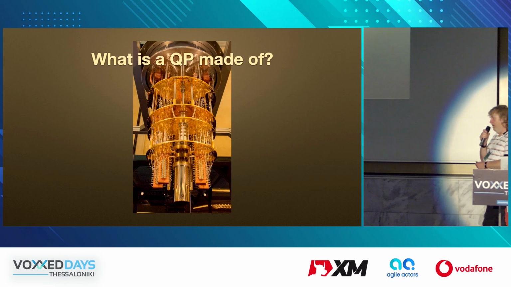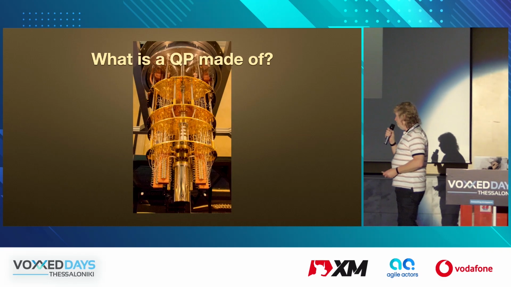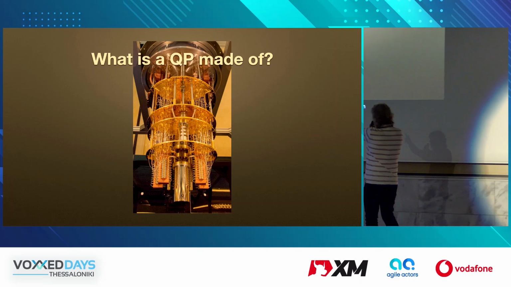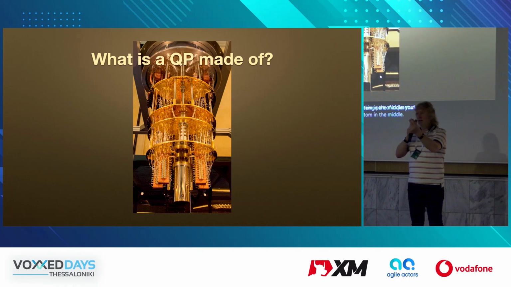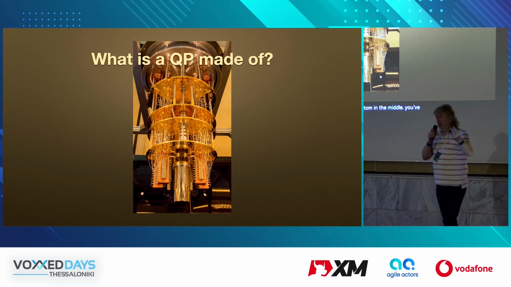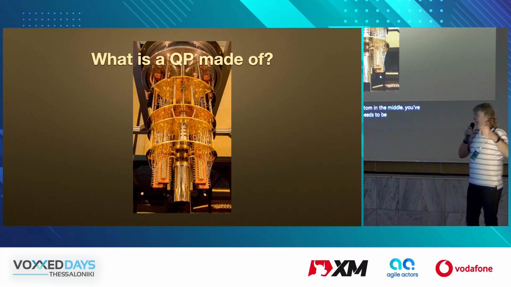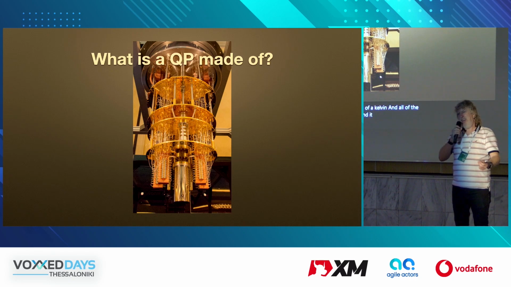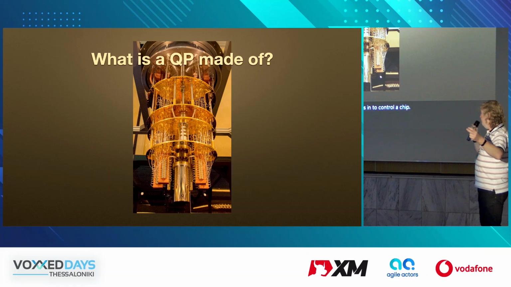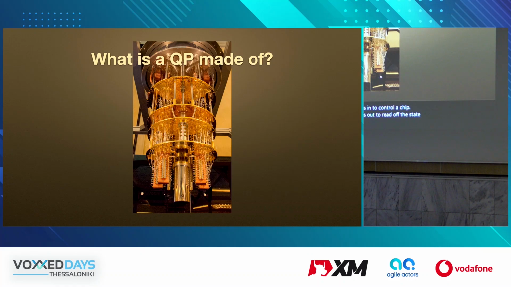That is the working part of a quantum computer. Down at the bottom, in the middle, you've got a tiny chip, which needs to be very cold in order to work, about a third of a Kelvin. And all of the stuff that you can see around it are waveguides. They're carrying microwaves in to control the chip. They're carrying microwaves out to read off the state of the chip. There's refrigeration in there because obviously this has got to be cold.